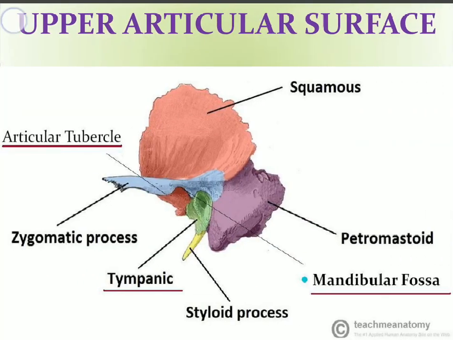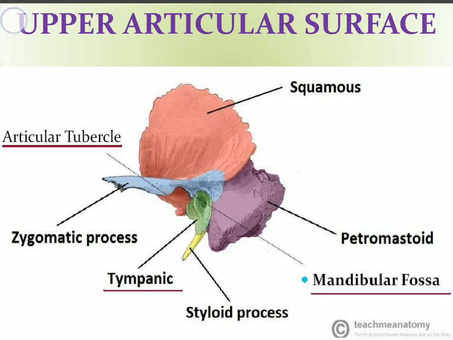So this image here is showing the various parts of the upper articular surface of the temporomandibular joint. That is, this is the zygomatic process, and there is a tubercle which is known as articular tubercle because it is involved in the formation of a joint. That is why it is known as articular tubercle. This fossa, because it lodges the head of the mandible, is known as mandibular fossa.